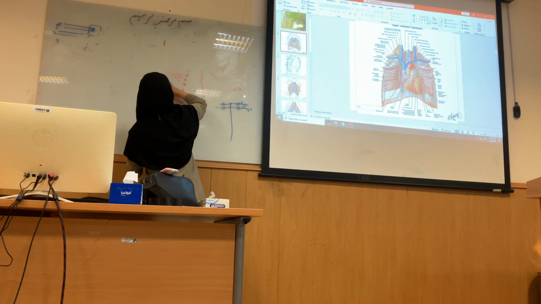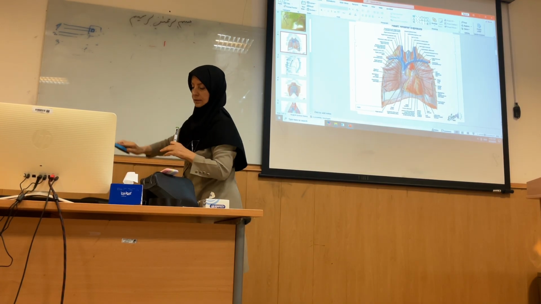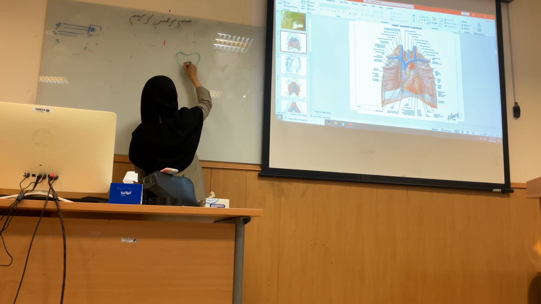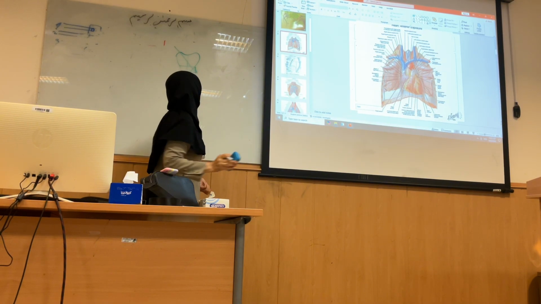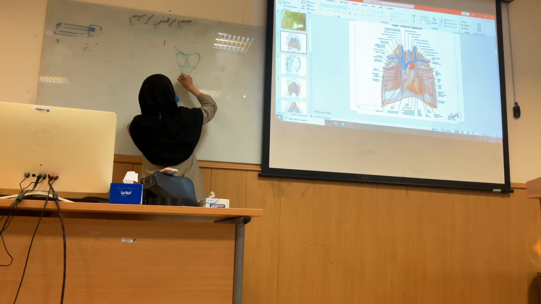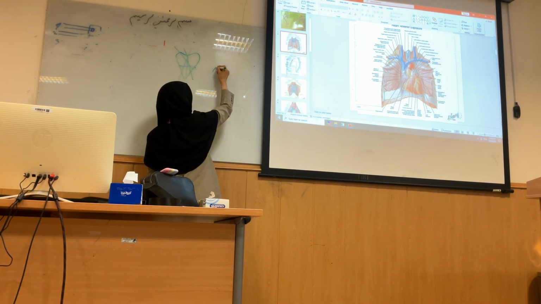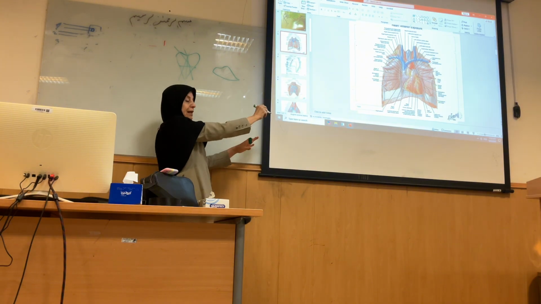So I'm sure if I ask you to draw the heart, it is possible to make a mistake. If you want to draw the heart, it is possible you draw it like this. Yes? Perhaps this. But it is not correct. It is incorrect. The heart in our body is oblique in position. The base is backward and to the right side, and the apex is downward and forward to the left side.